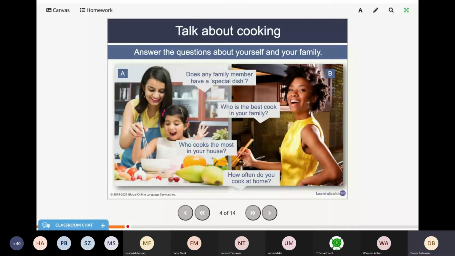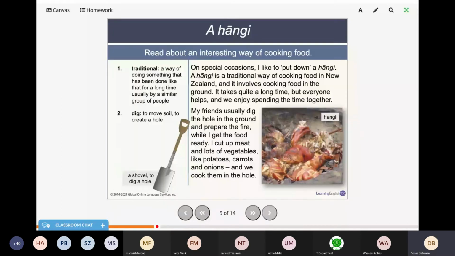We're going to learn or read about a particular type of cooking that is from New Zealand. Okay, it's a Maori type of cooking and it's called hangi. Okay, this is a Maori word, it's not an English word, but it is pronounced hangi. So we'll have a read of the text.